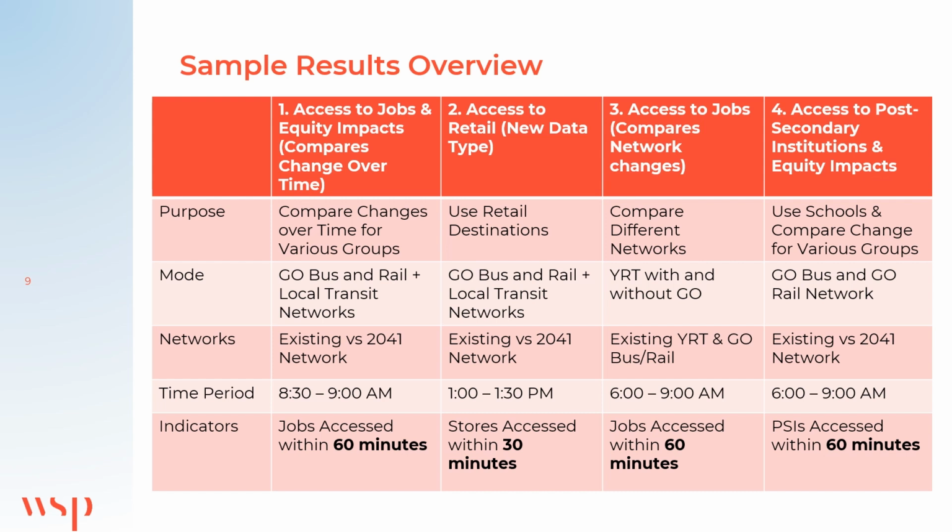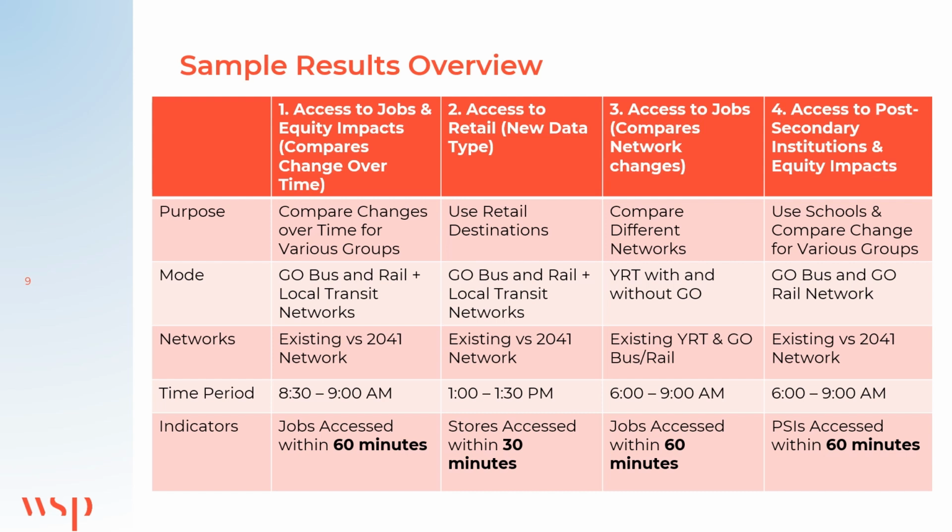Third, we're going to look at access to jobs, but comparing different underlying networks. So with the YRT or York Region network, and then adding in the GO Rail and bus network to show the difference of having those two connected networks, what the impact to customers would be. And then fourth, we're going to look at the post-secondary institution destinations and the impact of changes to the GO Bus network and how that would impact the customer base and their ability to get to and from schools. So there's a lot of technical things, but we're going to just show it more visually. And Jeremy will get us started.